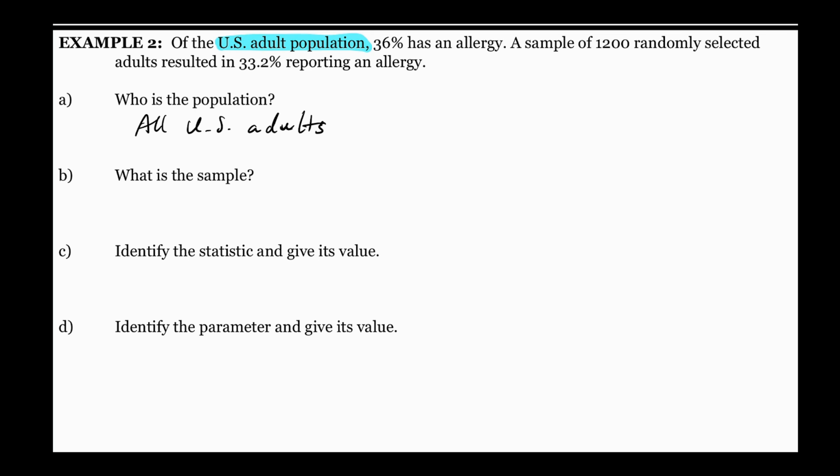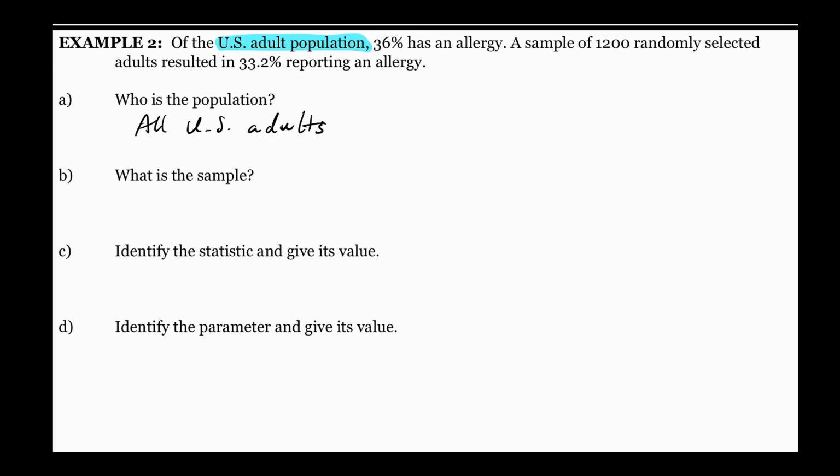Okay. Sometimes I'll have students put adults. Yeah, but we want to be as specific as possible. It's all US adults. If I just put all adults, is that world adults? Is that from a country? So make sure you're as specific as possible.